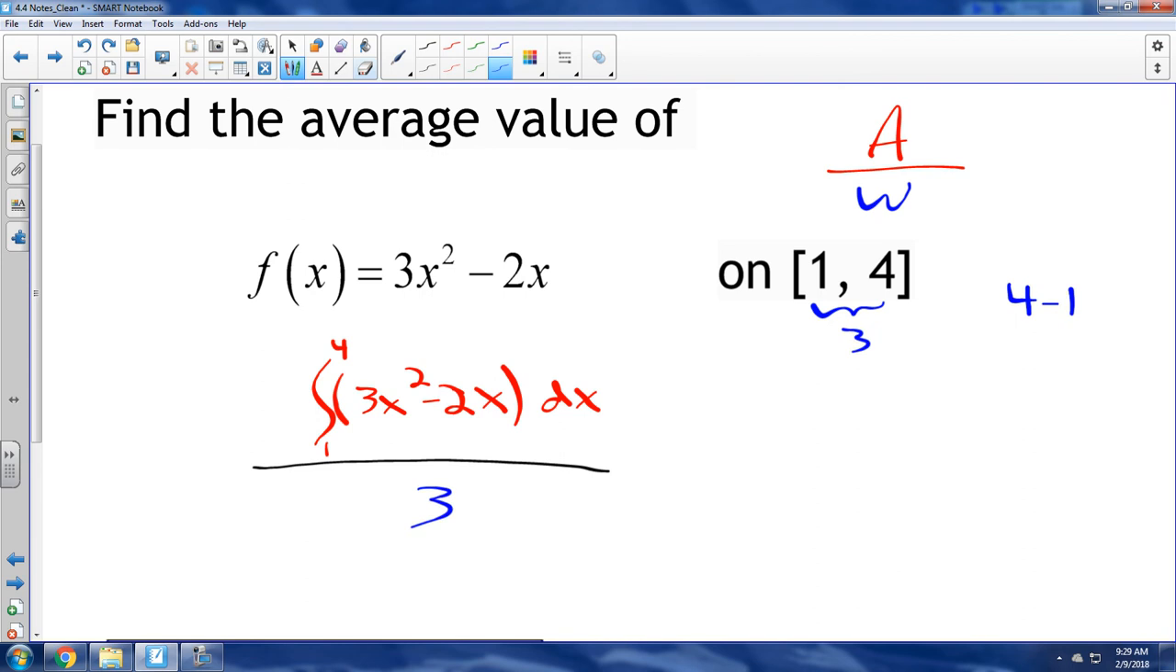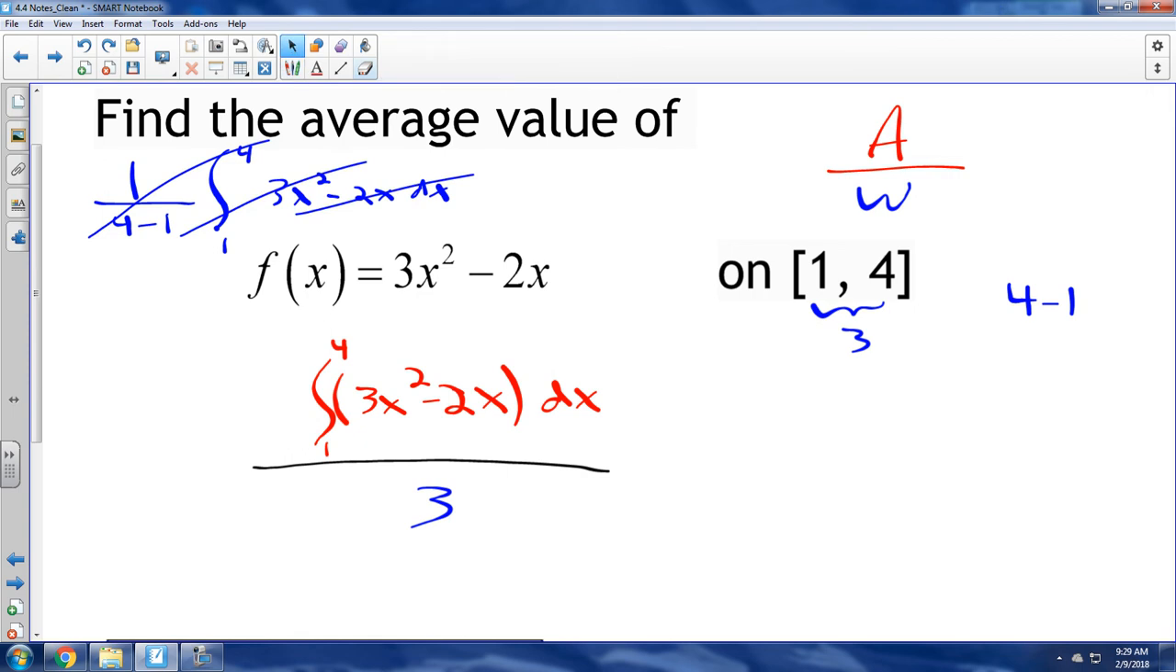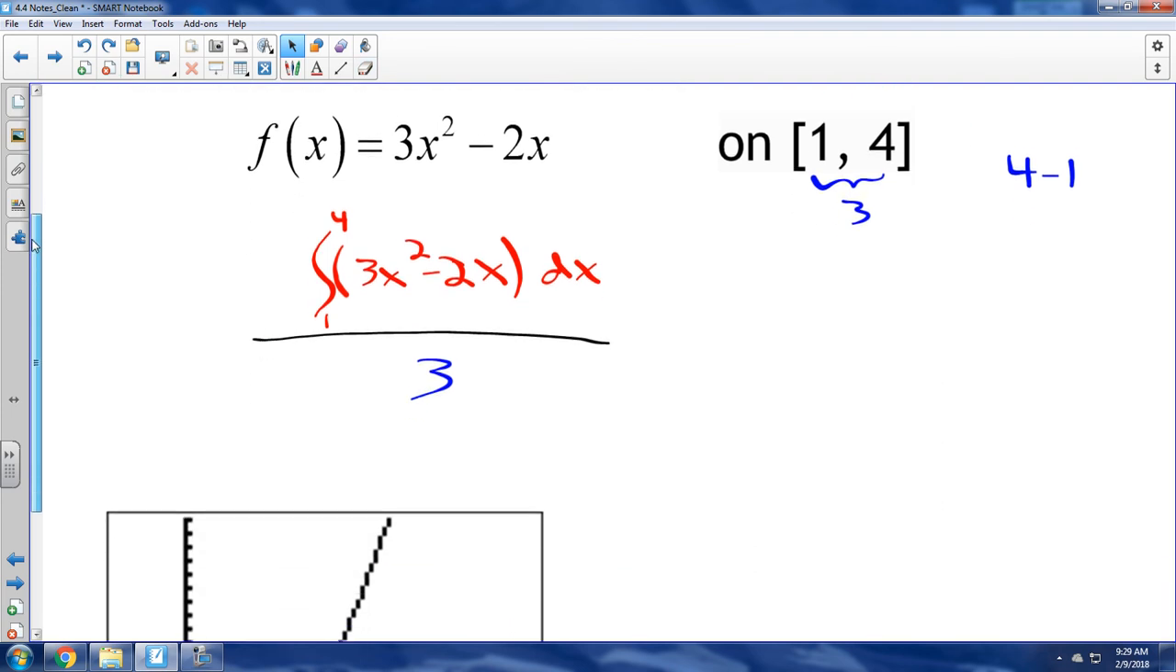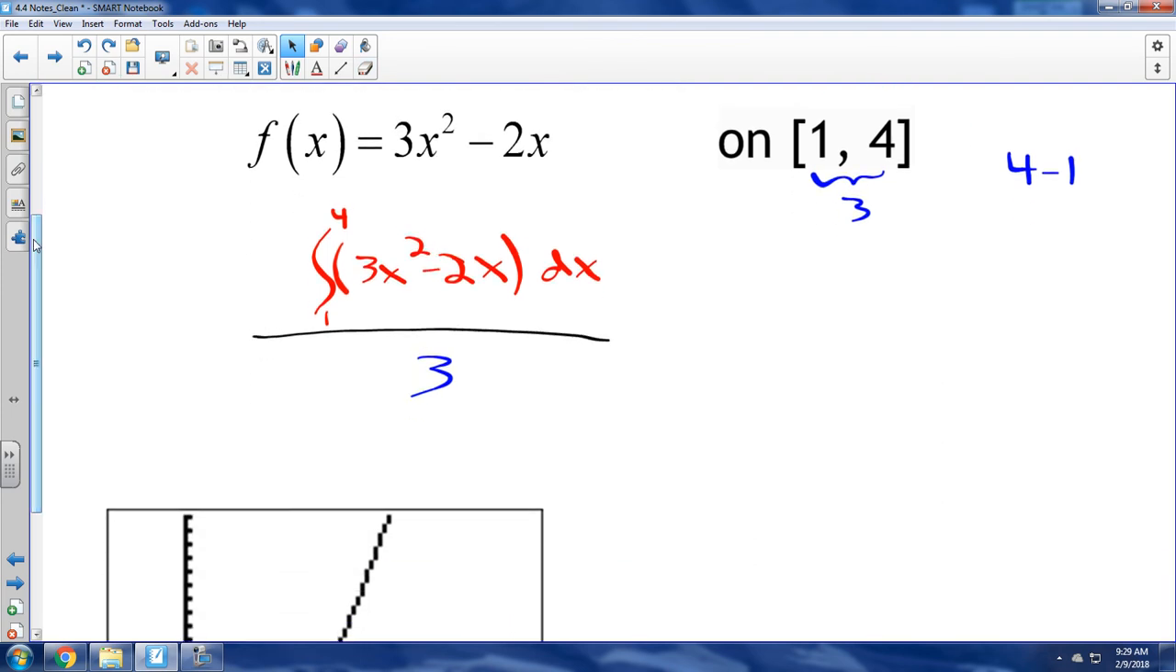What would the book have said? The book would have said 1 over b minus a, and then the integral from 1 to 4 of 3x squared minus 2x dx. Okay, we don't need this. We're going to do it our way. It's going to get the same answer. All it's doing is making it into a little bit complicated of a fraction. Don't forget to divide by that 3. But I think it's a better way to go about it.